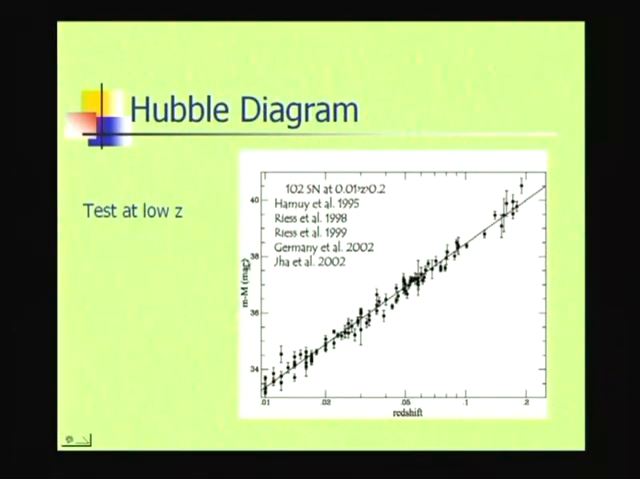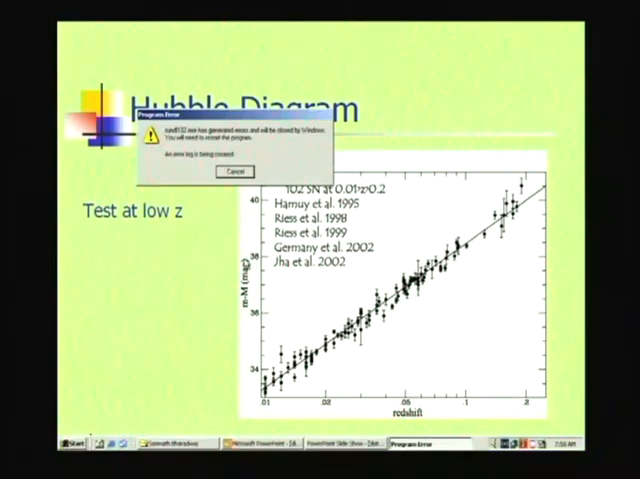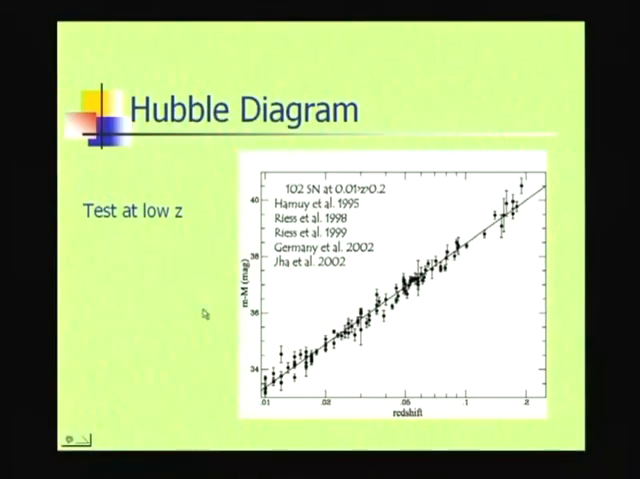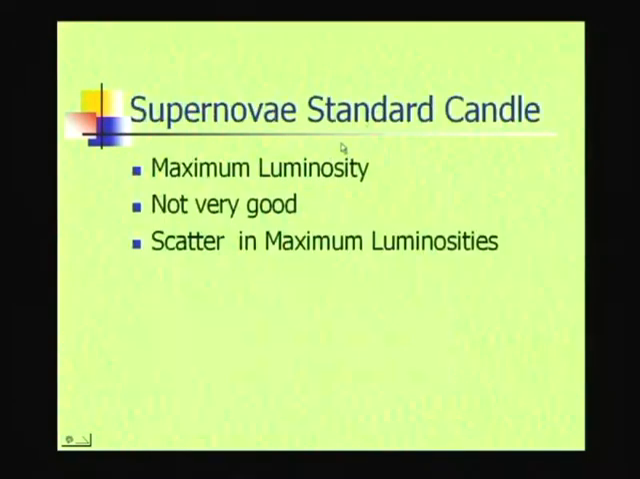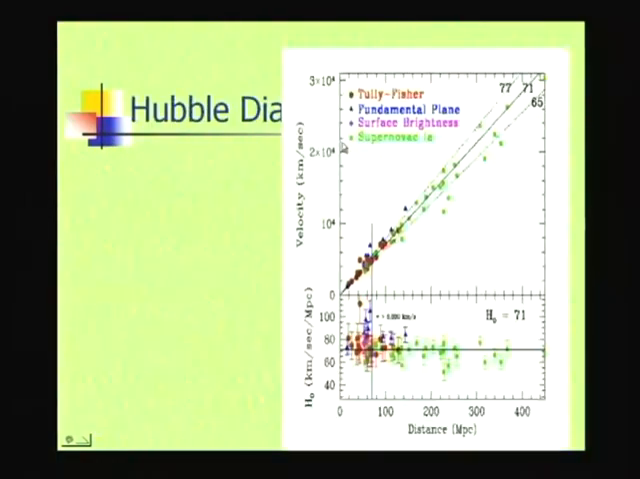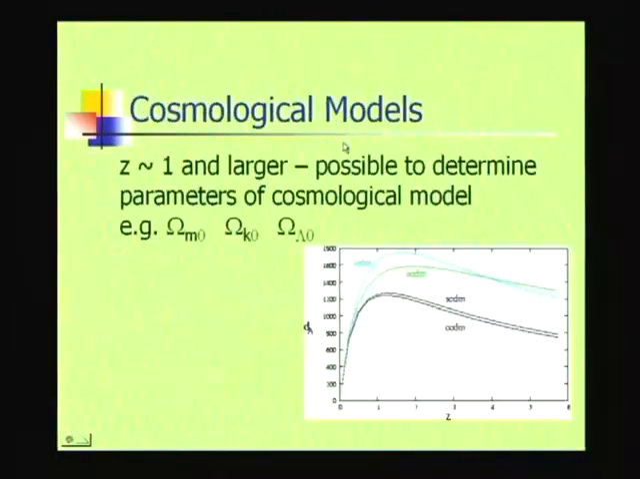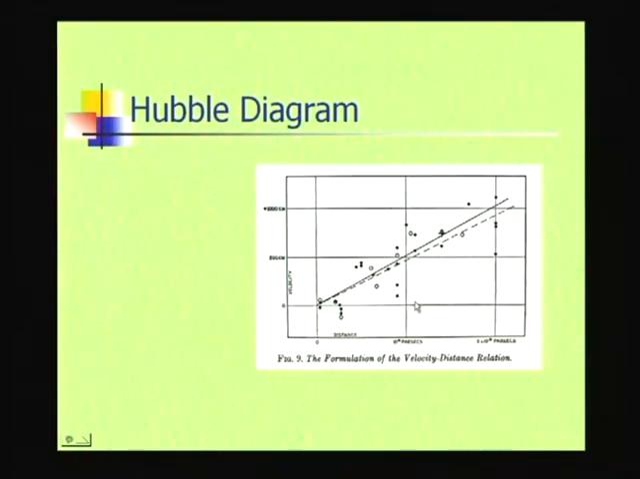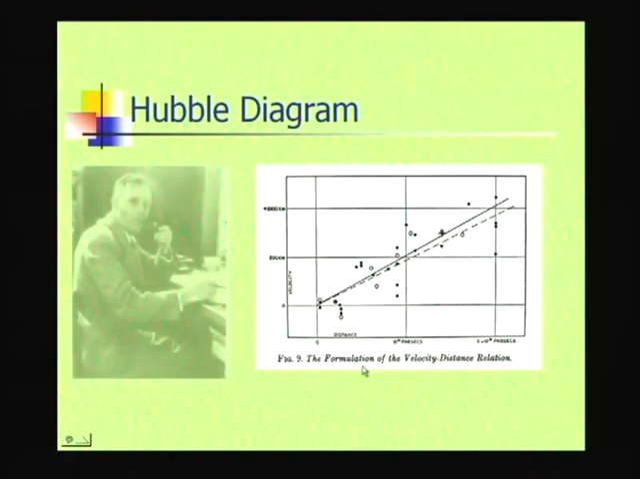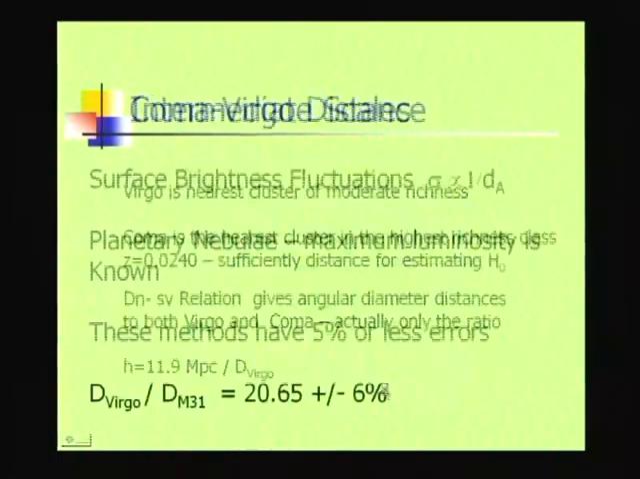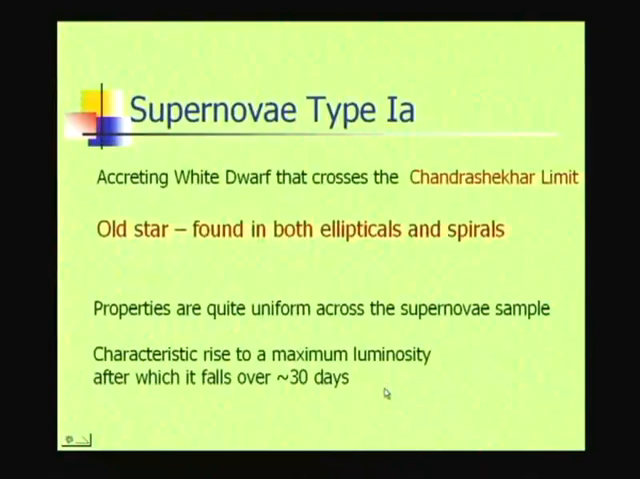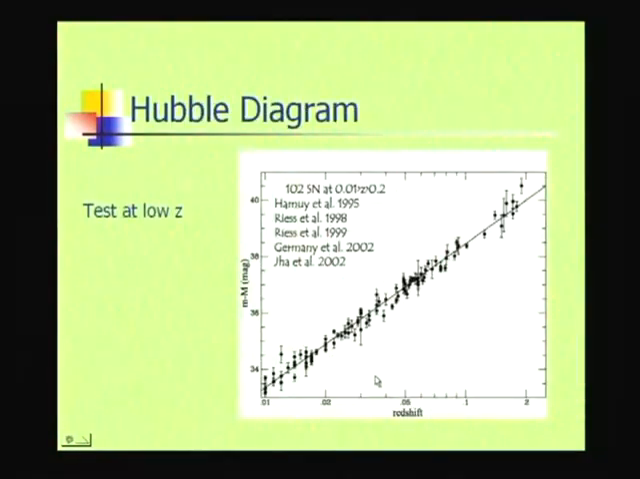Now how to test this? Is this correct or wrong? So this shows you a Hubble diagram. Now recollect the Hubble diagram that we had discussed earlier. It had distance and velocity plotted, right. Now this has been replaced by this kind of a Hubble diagram.